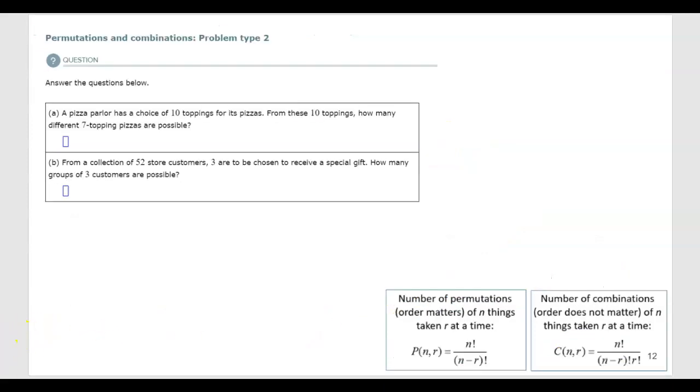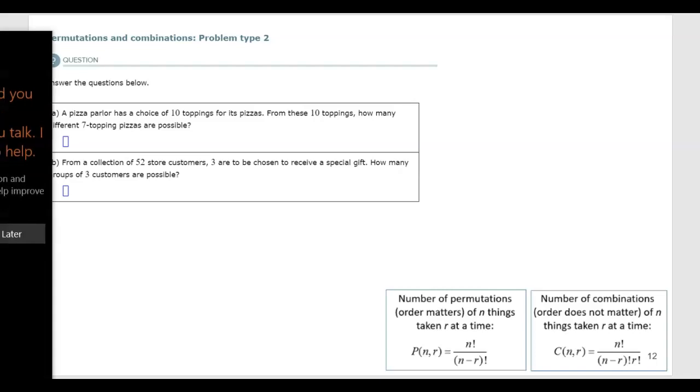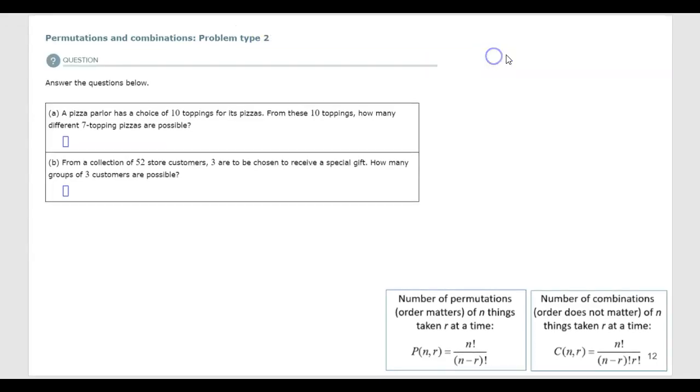Okay, this is the last slide. I'm going to give you guys a second to read A, and I'm going to ask you to think, does order matter or does order not matter? So you're reading A and you're thinking, is pepperoni sausage the same as sausage pepperoni? In this situation, yes. So order does not matter. So this is going to be a combination.